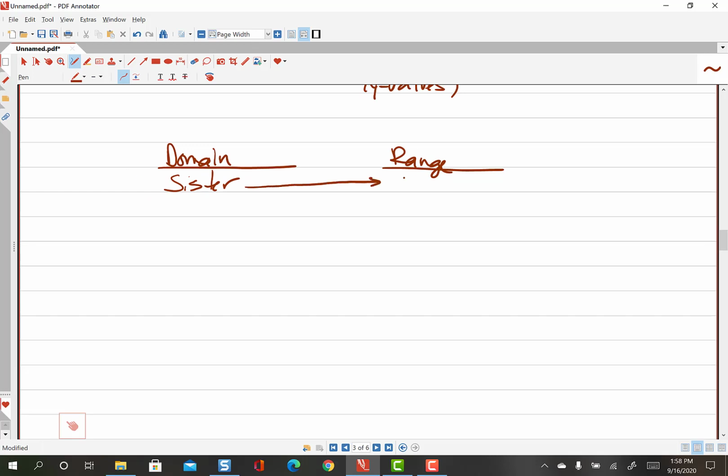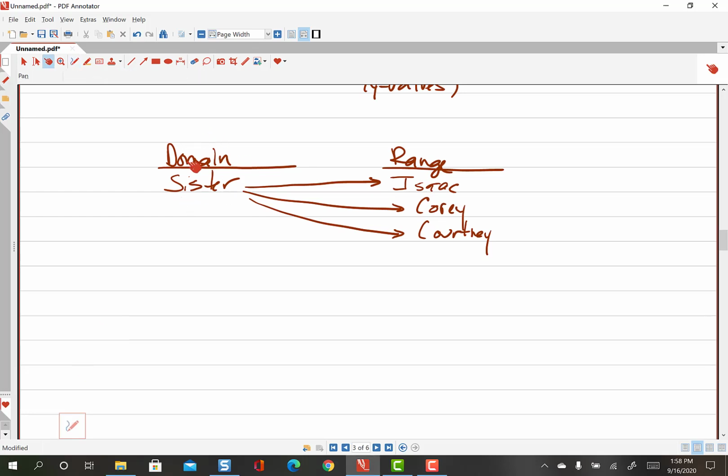So she has a son who's named Isaac. She has another son. The last 2 are twins, who's named Corey. And her 3rd son is named Courtney. Okay, so if you're thinking about this as our domain, the range, the things that she's assigned to are her children. All right, so one thing in the domain could be assigned to one or more things in the range.